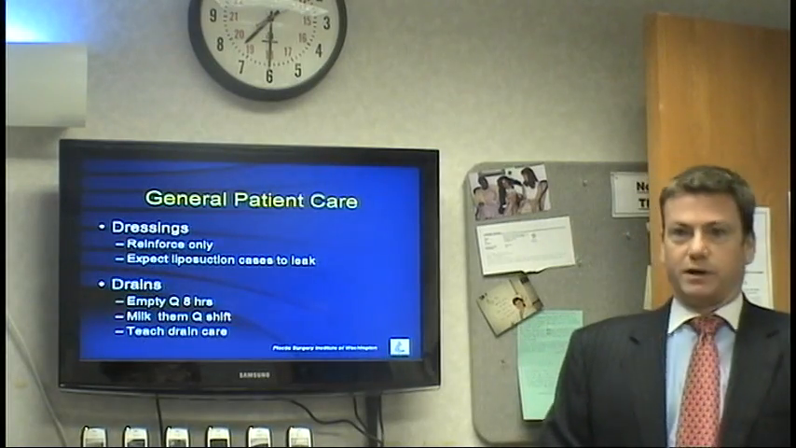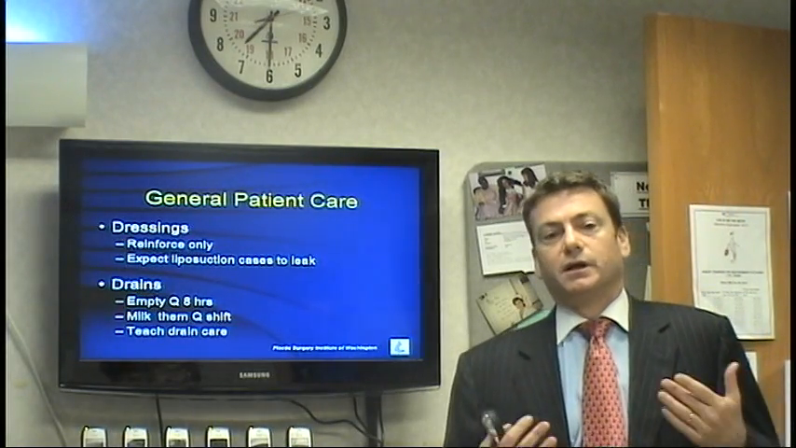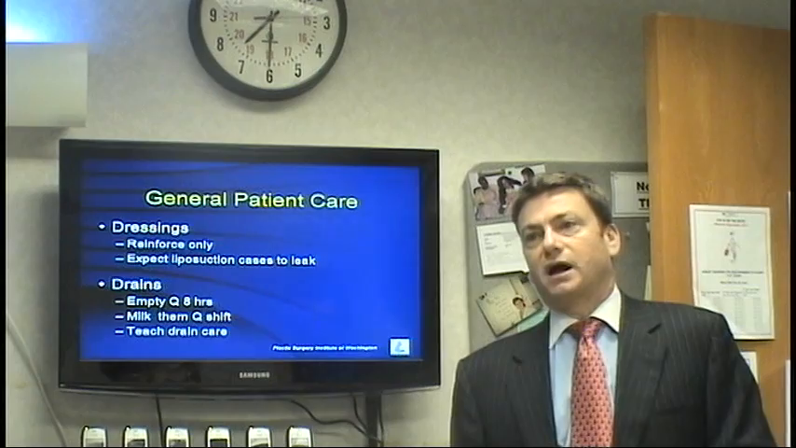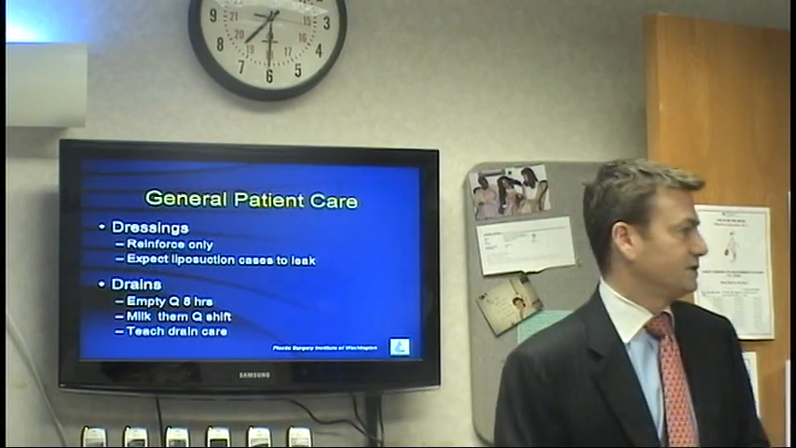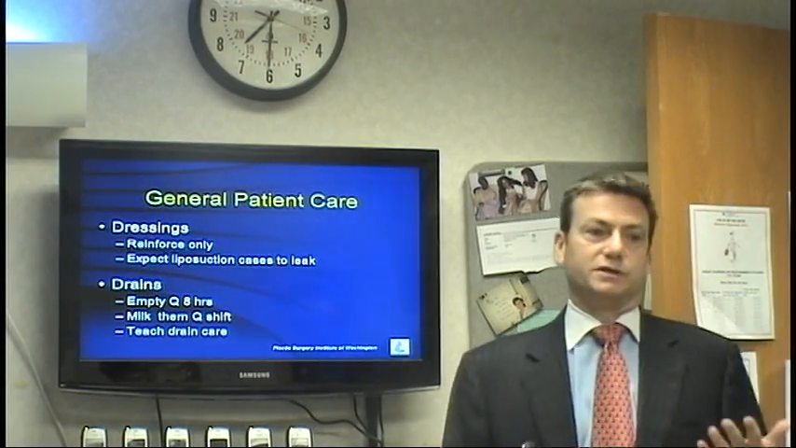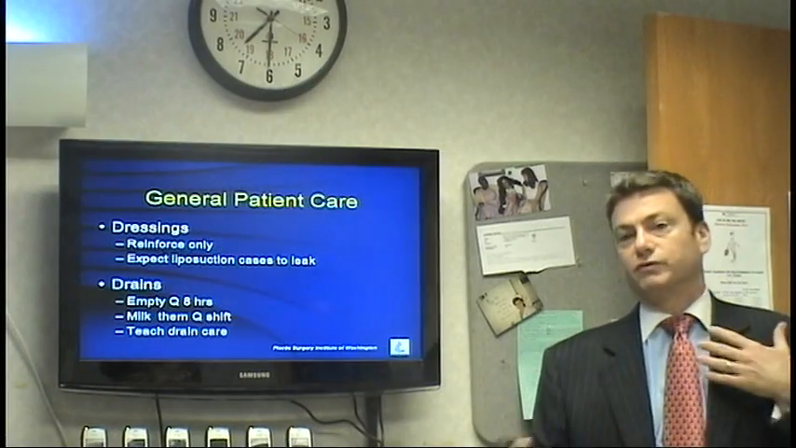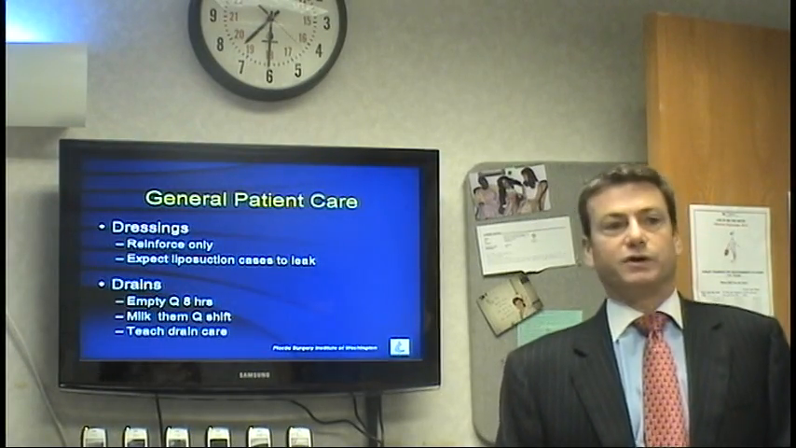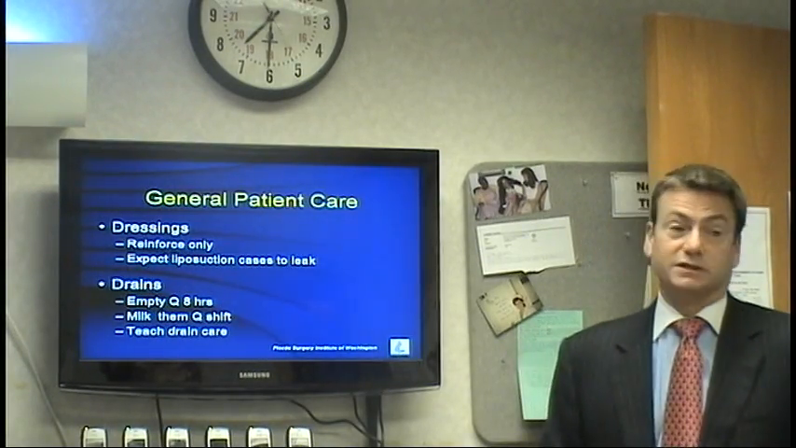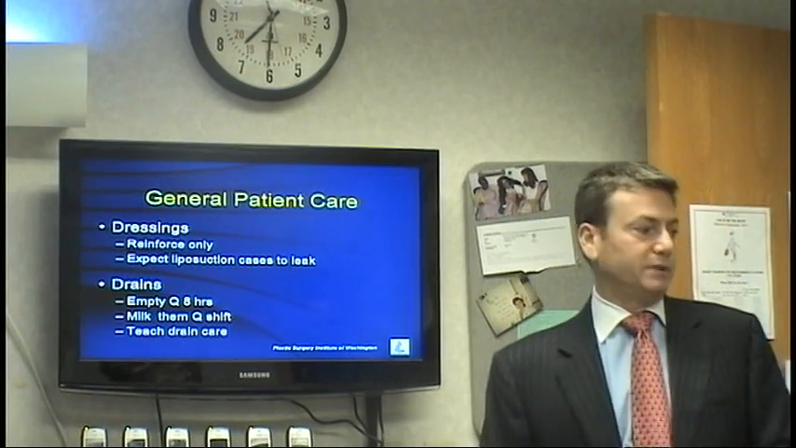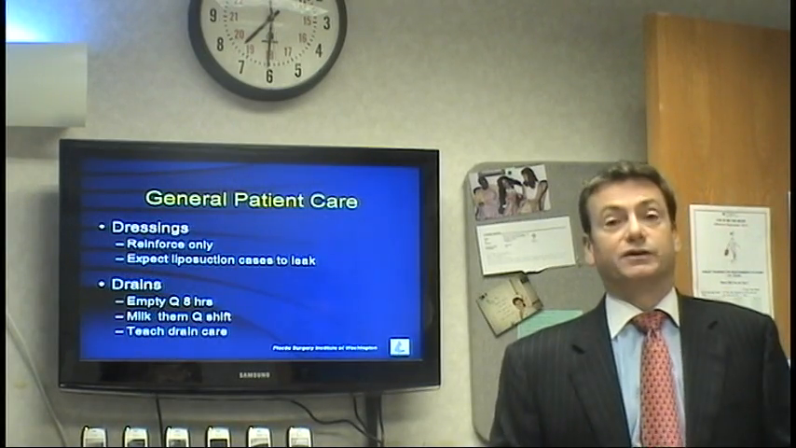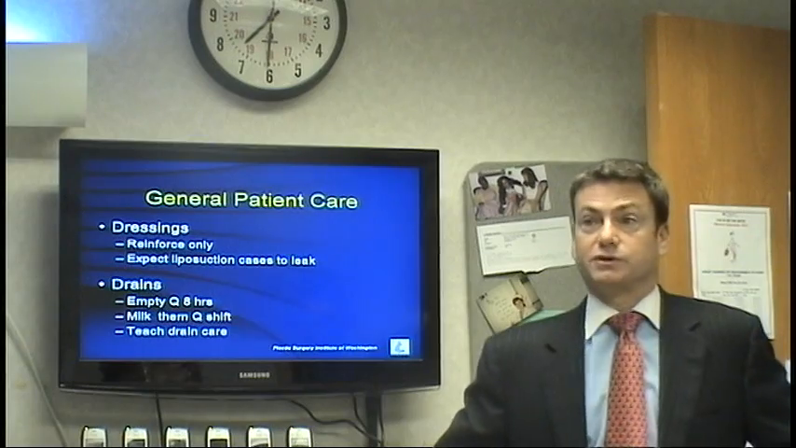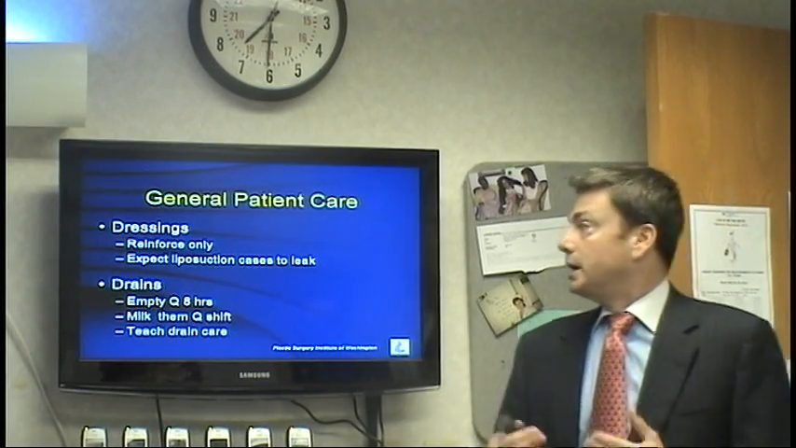So dressings. Essentially, and this was brought up in a previous question, dressings that are put on in the operating room really should stay in place. If they're falling apart, that's a reason to actually contact the surgeon, or you can reinforce it. But for the most part, you're really just going to reinforce the dressing as needed. Expect that there is going to be leakage around drain sites, and there's also going to be leakage from previous liposuction sites, as I mentioned.